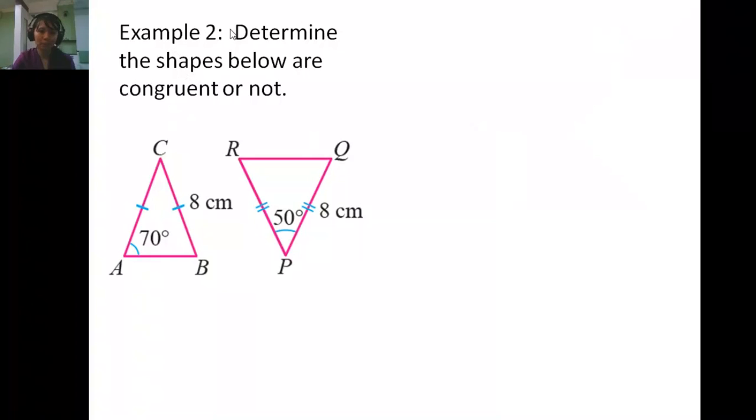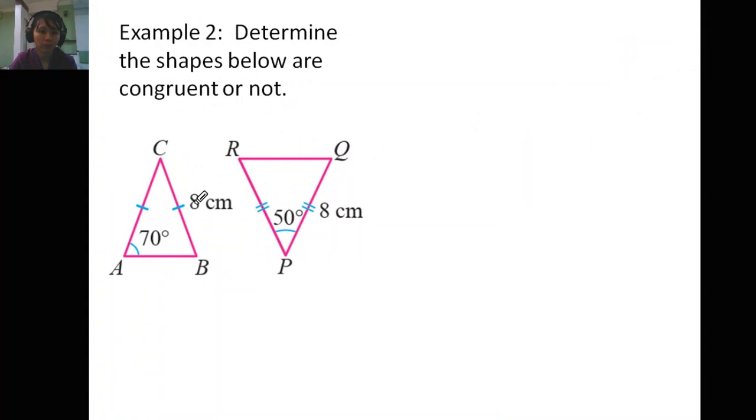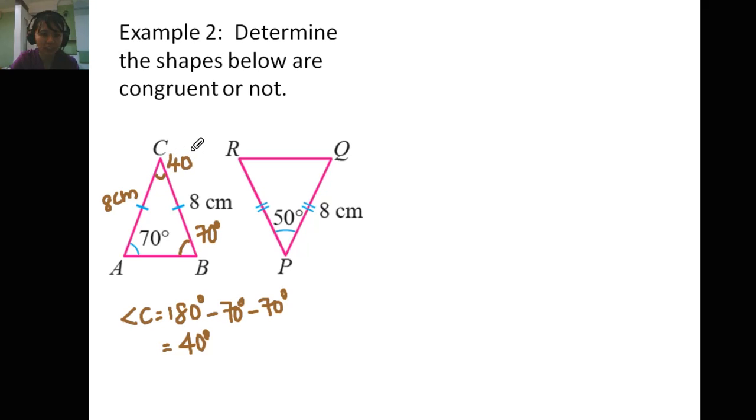Next is example 2. Determine whether the shapes below are congruent or not. We have to check all the sides and angles. These two lengths are the same, so the angles are equal, 70 and 70. So what is angle C? For angle C, we take the total 180 degrees minus 70 degrees and minus another 70 degrees, and I will get the balance of 40 degrees. So angle C here is 40 degrees.